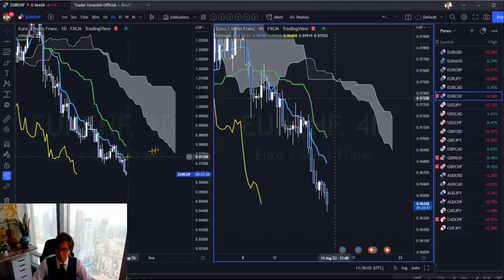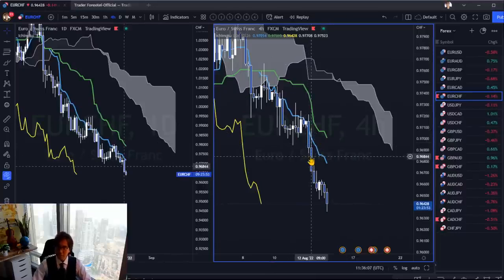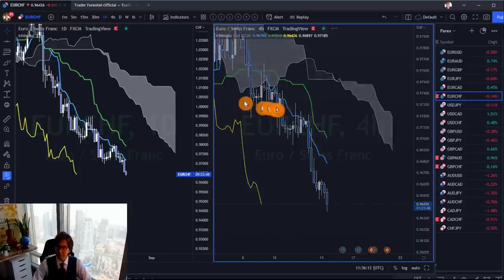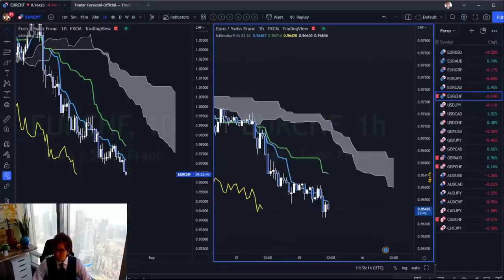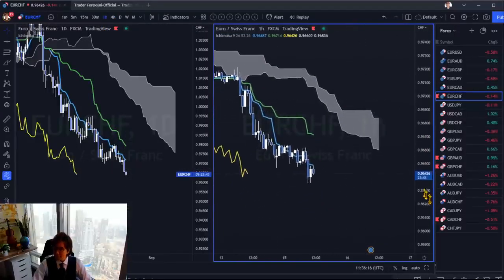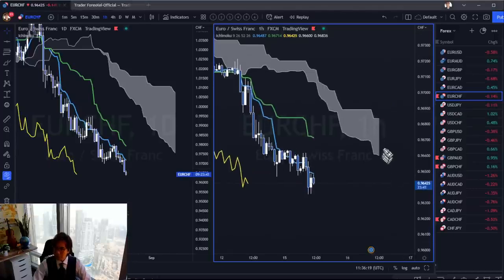So let me go to the right side, I first switch to the 1 hour time frame. Right, so here we go. In 1 hour, what do you see here now? So in 1 hour time frame, Senko span B is flat, but Senko span A is pointing down. Kijun Sen is also pointing down. Right, so this is downtrend confirmed. So daily is down, and 1 hour is also following downtrend.